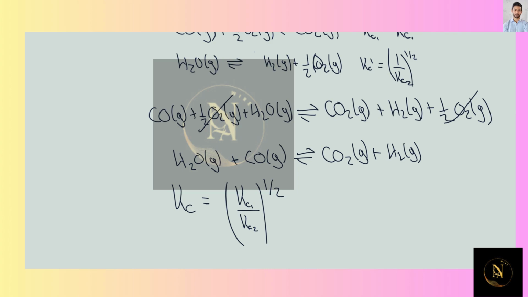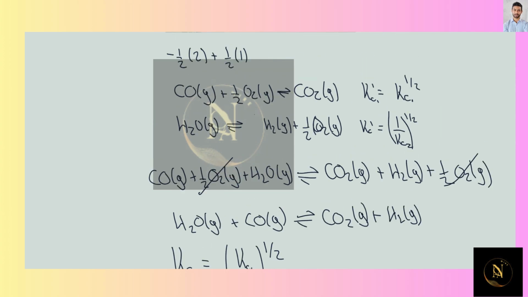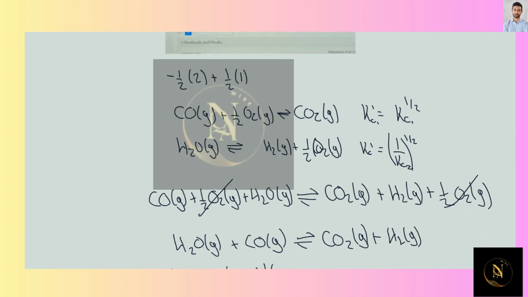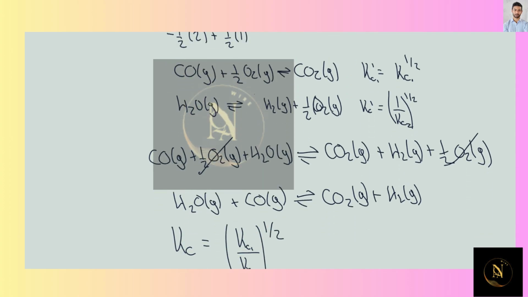With the values provided, for Kc1 what we have is 3.3 times 10 to the 91 over 9.1 times 10 to the 80. These two values over here. And taking the square root of this gives us 1.9 times 10 to the 5.